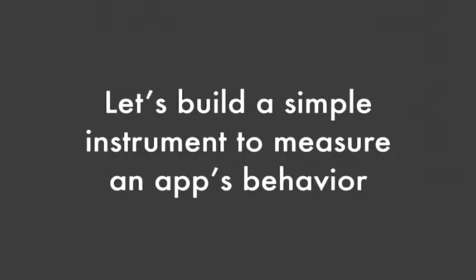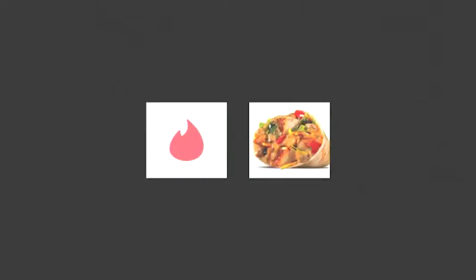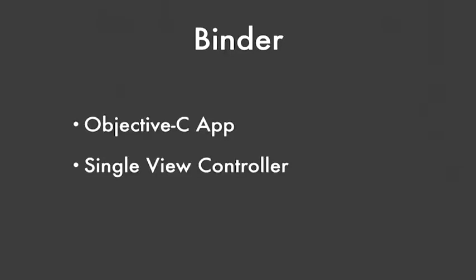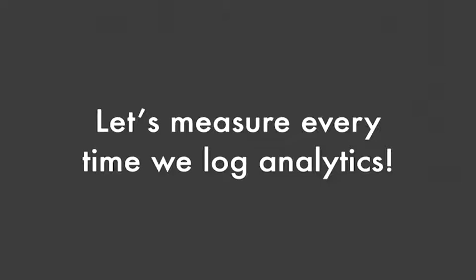So let's build a simple instrument to measure an app's behavior. For the last app I wrote tonight, this app is Tinder, but for burritos, I'm calling it Binder. So Binder is an Objective-C app. It's just a single view controller, and burritos are awesome. Just wanted to say that. And we're going to do something really, really simple. We're going to measure every single time we log analytics.